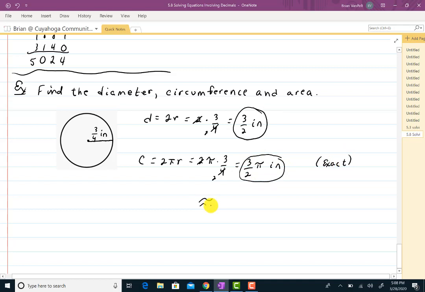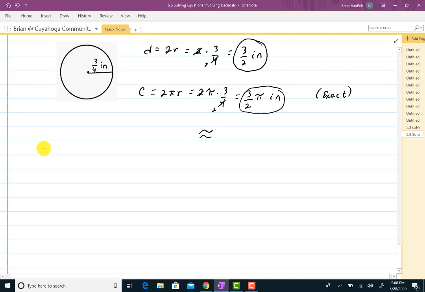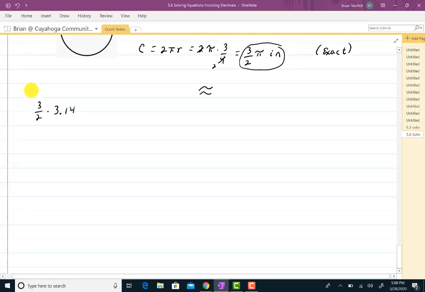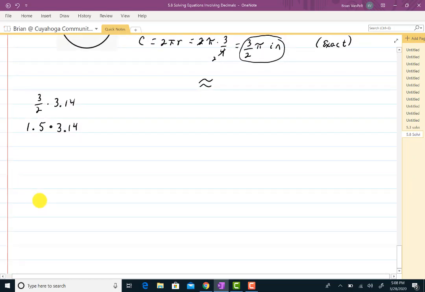If I want an approximate version of that, I'll do 3/2 times 3.14. My guess is it would be best to change everything to decimals than to change everything to fractions. So the 3/2 is easy enough to change to a decimal. You do long division, but you can check on what I'm doing. 3/2 is 1.5, and you're multiplying that by 3.14. So let me go ahead and do that. I'm going to do 314 times 15. And then I'll put in 3 decimal places at the end of the problem.